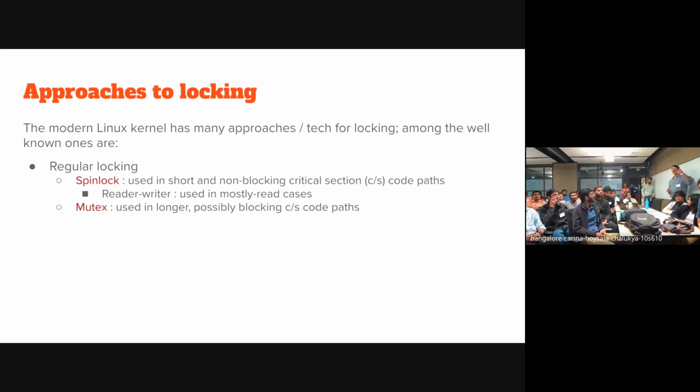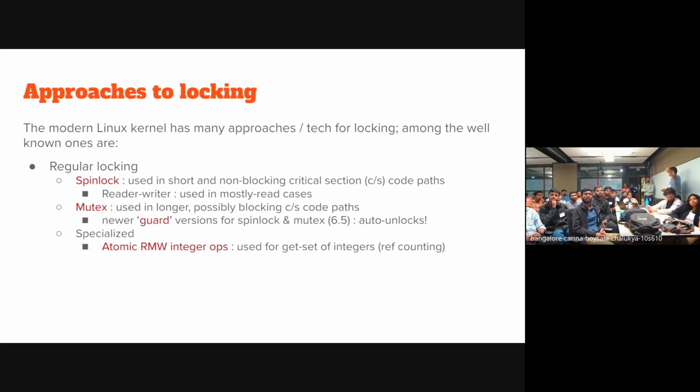If you have code in the critical section that possibly sleeps, it hits a blocking call, and this is common, then use the mutex lock. So we can have longer critical sections. Everyone lives with it. It's okay. It's part of it.